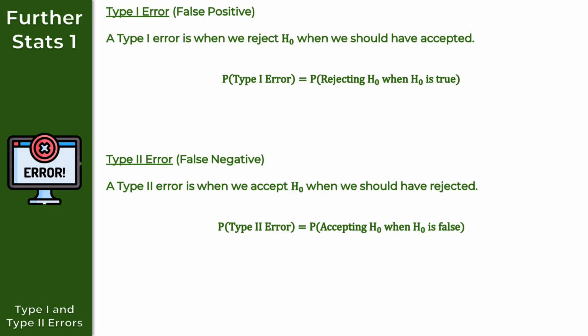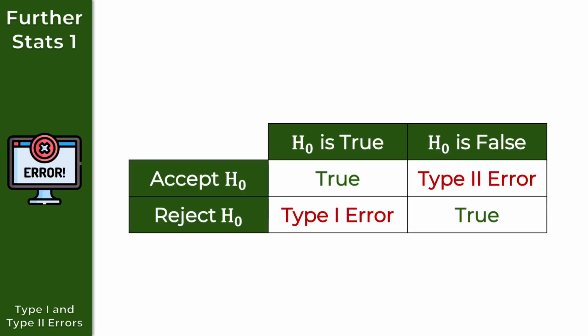Let's just quickly summarize then. I think the best way to show this is in the form of this table here. So for example, if we accept H0 and H0 is true, that's perfect, right? That's true. That's what we want. However, if we accept H0 and it turns out that H0 is false, this is bad, right? We have a type 2 error.